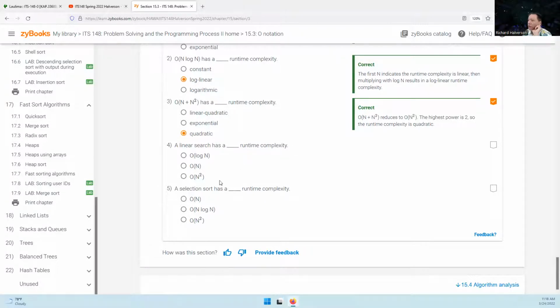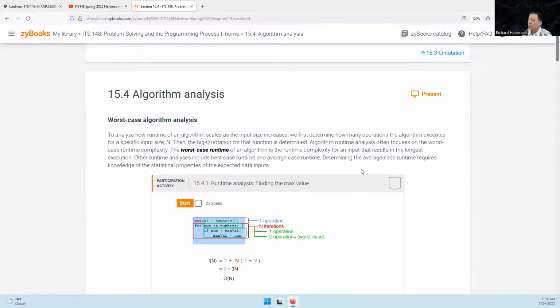A linear search has an O of n runtime complexity. Binary search is O of n log n, and there's no search that takes n squared, and it just takes one pass through. Selection sort is n squared. Okay, so you can do that algorithmic analysis.